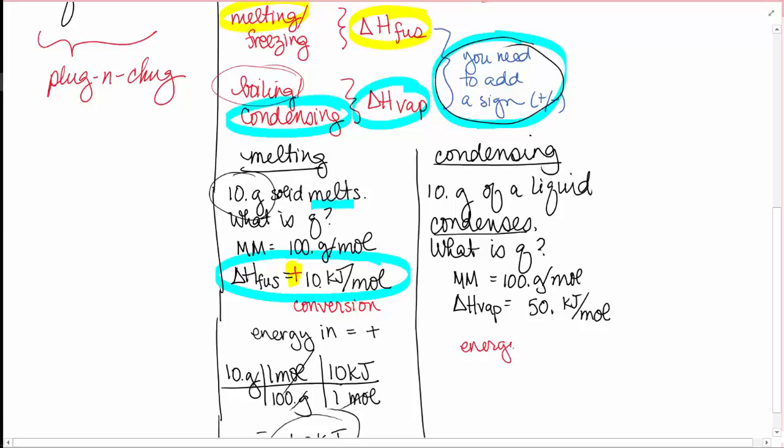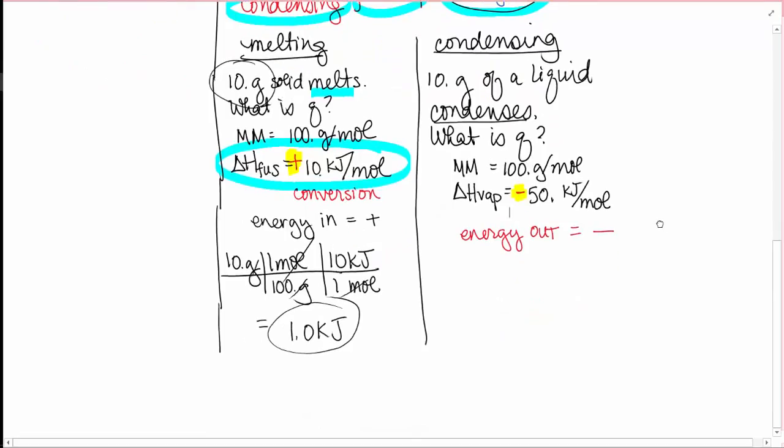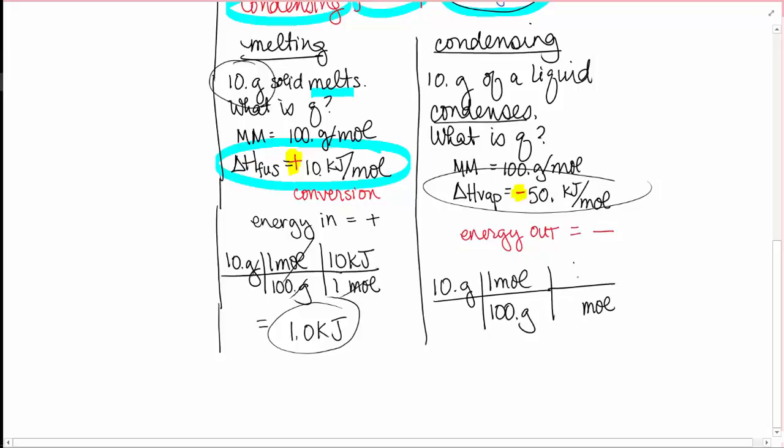Condensing is energy out. Energy out is negative, so I'm going to add a negative to that number. And then I can go ahead and actually do the calculation. So 10 grams of my liquid, I'm going to convert it to moles because my conversion is in kilojoules per mole. So 100 grams, 1 mole. I'm going to put mole on the bottom so it cancels, and kilojoules on the top. This is negative 50. And when I calculate that, I get negative 5 kilojoules. In other words, 5 kilojoules are given off when that liquid condenses.